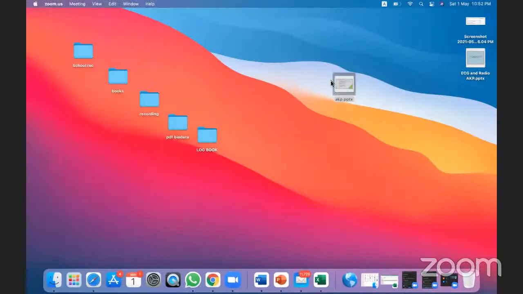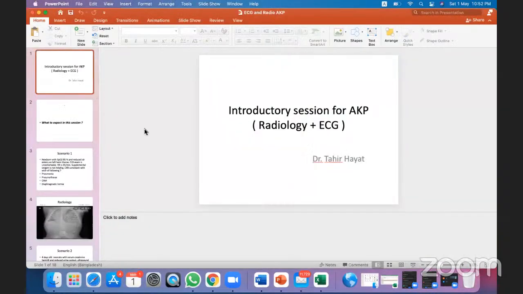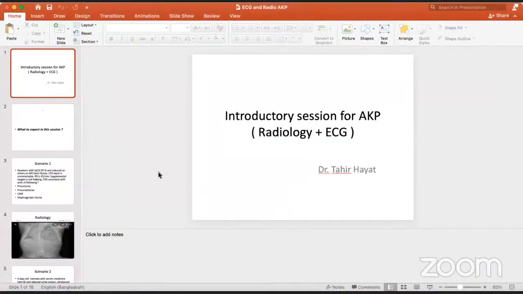As you know, AKP, I think very thoroughly and very briefly she discussed from top to bottom what AKP is, how it is going on today in these COVID conditions, and what the bugs and links are. So I do not need to go into the detail about AKP. For today's lecture, I just took two portions, radiology and ECG, because I think these are a bit troublesome for some of the candidates.